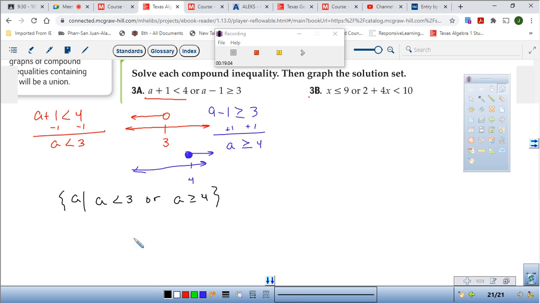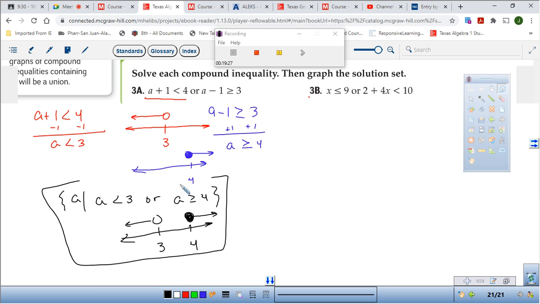Final graph. I forgot to put final graph. Just draw a number line like this. The 3 would be here. The 4 would be here. This one shades to the right. I'm just putting them on one number line, guys. This one goes to the left. So this is my answer. They both mean the same thing.